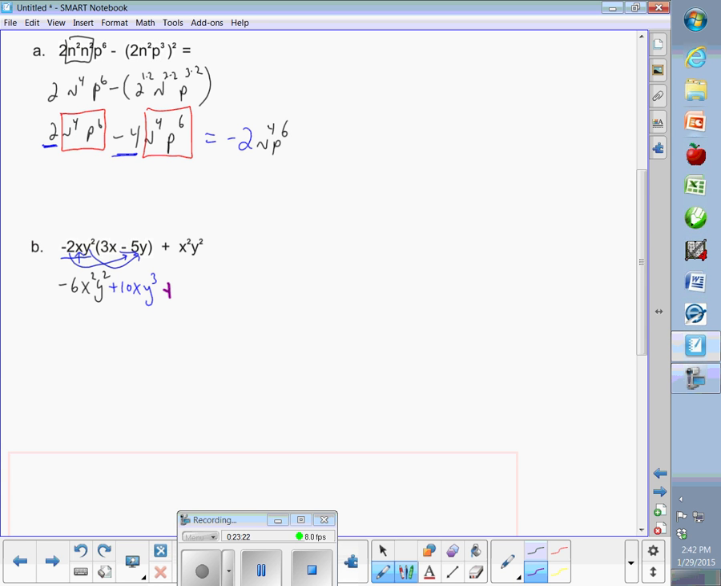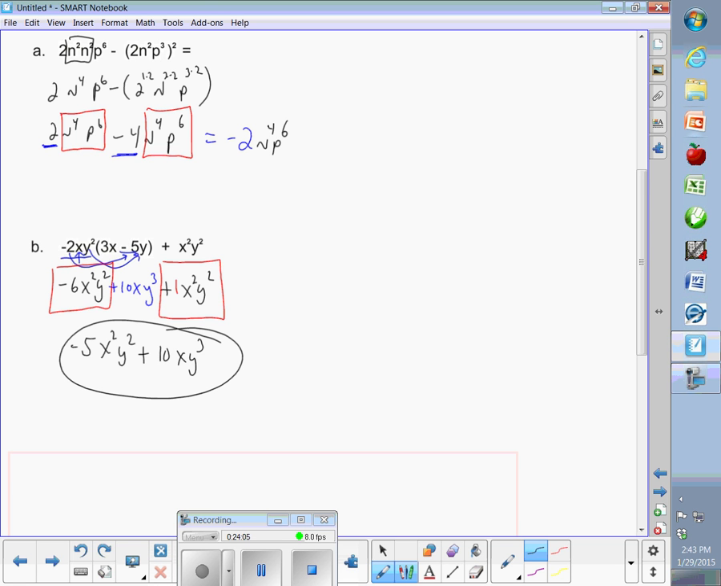And we still have plus, keep grabbing the wrong pen because my orientation is off, plus the x squared y squared right there, right? Okay, do you see any like terms? I do. I have a negative 6 of them and a positive 1 of them, right? 6 negatives and 1 positive leaves you 5 negatives. Negative 5 x squared y squared. And still plus the 10 xy cubed. Now we're not multiplying, we're adding, so there's nothing further we can do. It stays just like that.